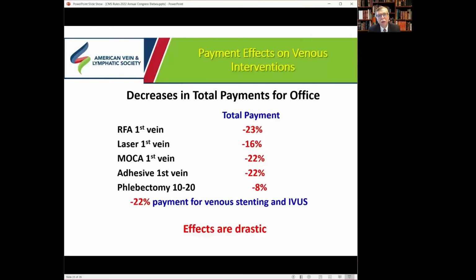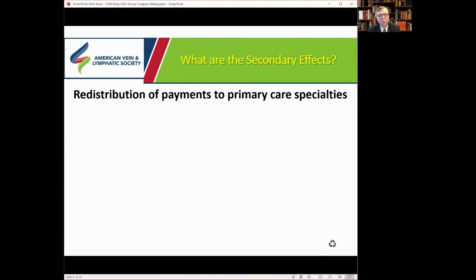When you convert that not just to the practice expense component, but to the total payment that CMS will pay, this is what happens. RFA goes down by 23%, lasers 16%, MOCA 22%, adhesive occlusion 28%, phlebectomy 8%, and venous stenting or IVUS gets cut by 22%. So these total direct payment reductions are significant for any practice.